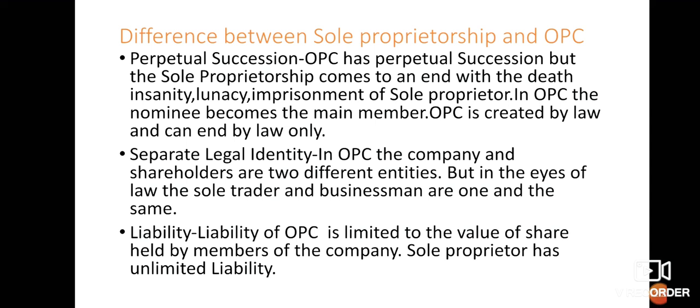So if the sole proprietor dies, or he is not mentally fit, or he is imprisoned, the business comes to an end. But in OPC, an important clause for the formation of OPC is appointing a nominee. So if the main person expires or is imprisoned, the nominee becomes the main member and OPC will continue. Okay, OPC is created by law and can be ended only by law.